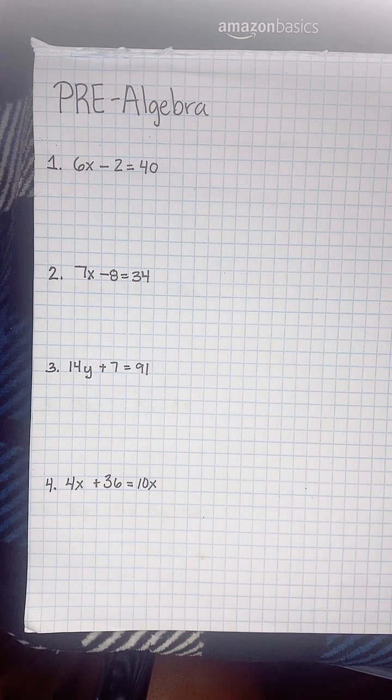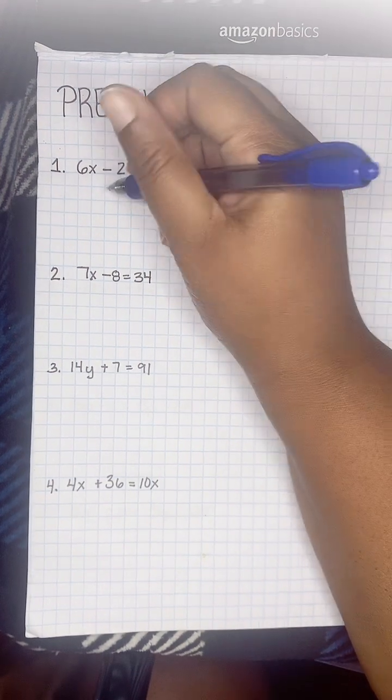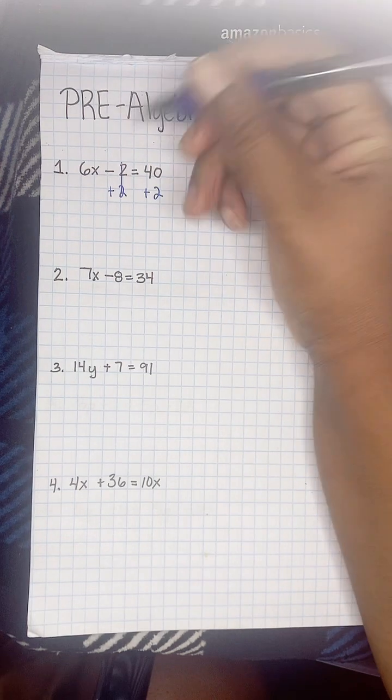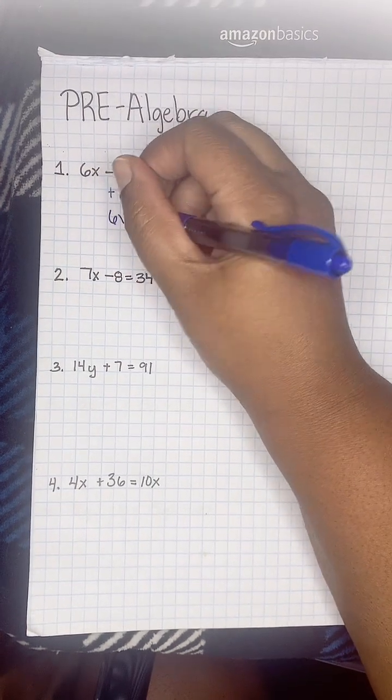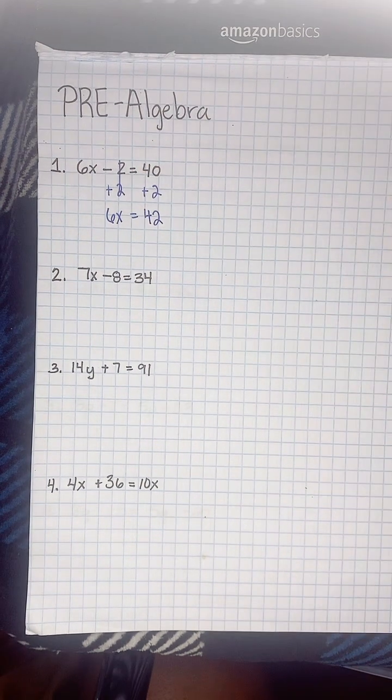Add 2 to both sides. So we're going to do the opposite of minus. We're going to add 2 to both sides. Wonderful. We're going to drop down that 6x equals 40 plus 2 is 42. Now, what do we have to do?